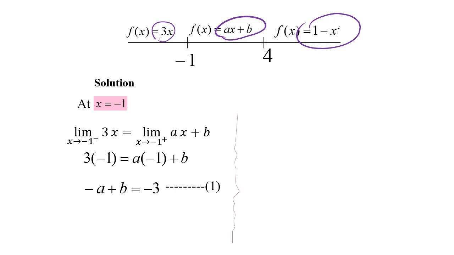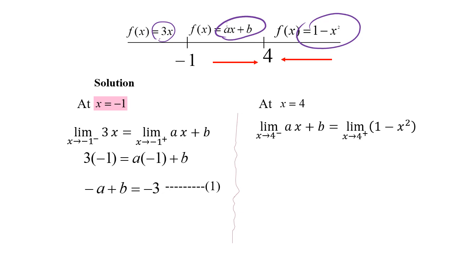Now at x equal to 4, applying the definition of existence of limits, the limit from the left-hand side should be equal to the limit from the right-hand side. So what is the function from the left-hand side? It will be ax plus b, and from the right-hand side it will be 1 minus x squared. So just substitute x equal to 4 into the functions. We have a multiplied by 4 plus b equal to 1 minus 4 squared, which gives the second equation: 4a plus b equal to negative 15.